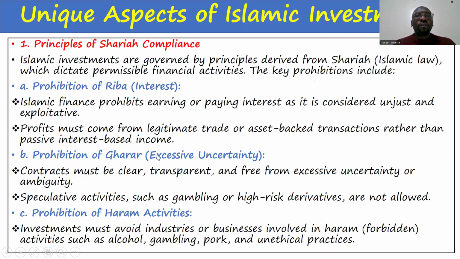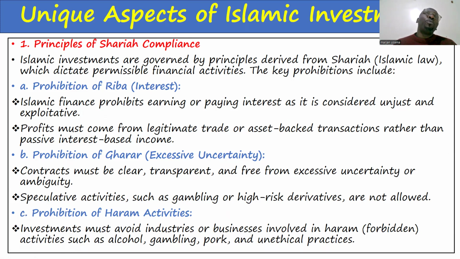Number two, prohibition of gharar, which means excessive uncertainty. When you're signing a contract with an investor, when two companies are signing a contract, it needs to be clear, transparent, and free from excessive uncertainty or ambiguity. Ambiguity meaning that something is not clear. So contracts should be very clear. Speculative activities such as gambling or high-risk derivatives are not allowed in Islamic investment.